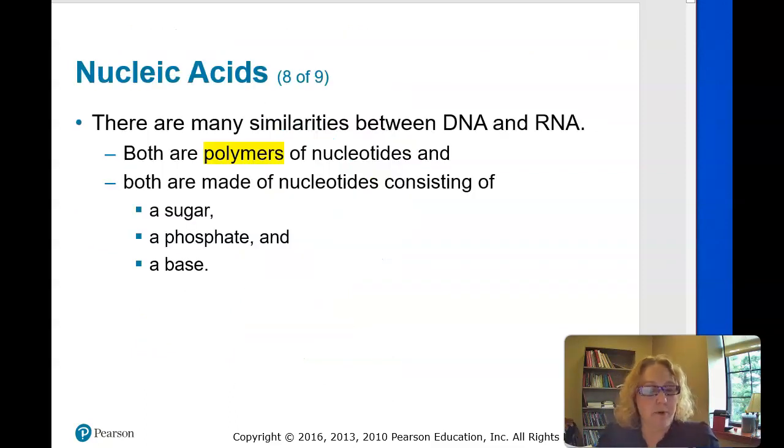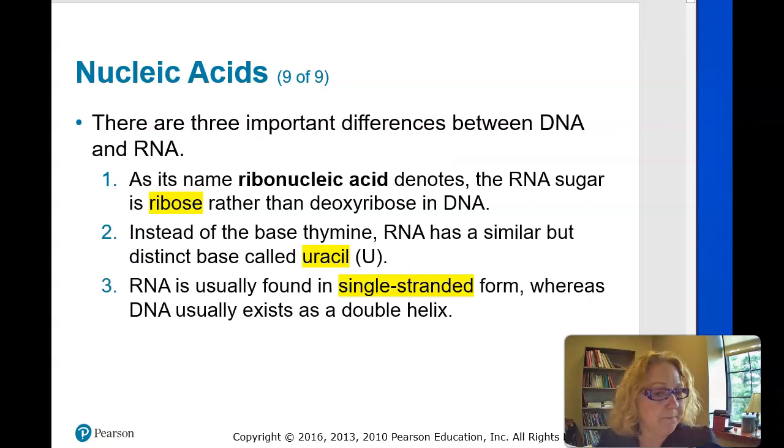There are many similarities. Both are polymers of nucleic acids, and both are made of nucleotides consisting of a sugar, a phosphate, and a base. There are three important differences between DNA and RNA. This is definitely going to be a test, so write those down. A ribose, a uracil, and it's single-stranded. Those are the three.